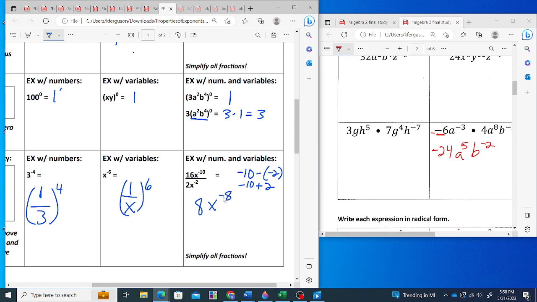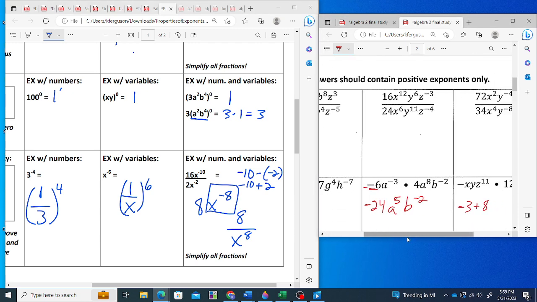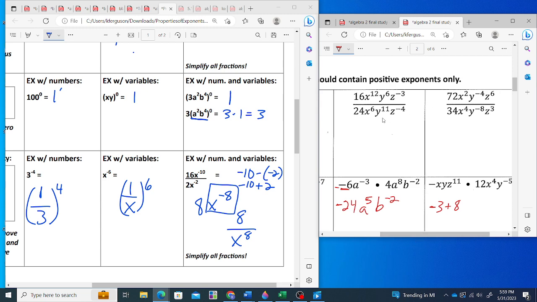Now that I have this negative, I'm going to make that 8 over x to the 8th power. See, because the negative exponent is only worried about the x. There's no parentheses there. So I'm going to move the x down. I'm going to take the reciprocal of x and the negative exponent goes away, and I've just got the 8. So now let's look at one of these, how this works, right? So right here. So I got 16 over 24. I can divide those by 8, so that's 2 over 3.